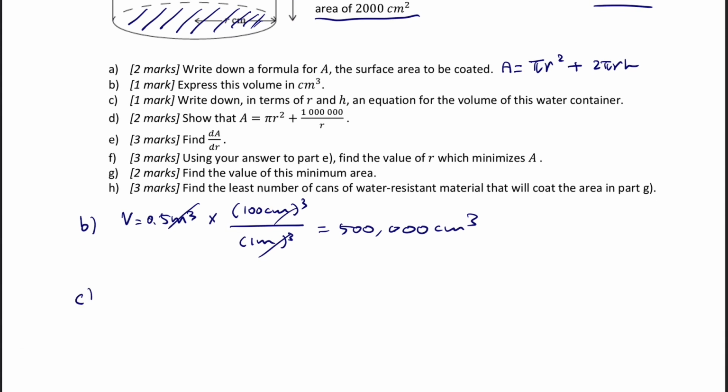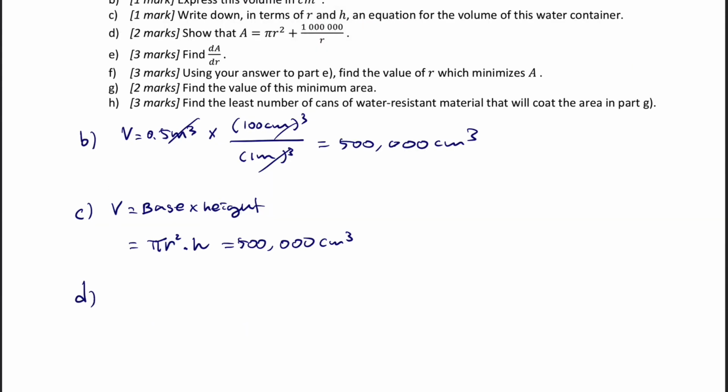Question C, we need to write down, in terms of r and h, the equation for the volume of this water container. The volume of any container is base times height. Our base is a circle, so it is pi r squared, and the height is h, and it is equal to the value that we just converted.